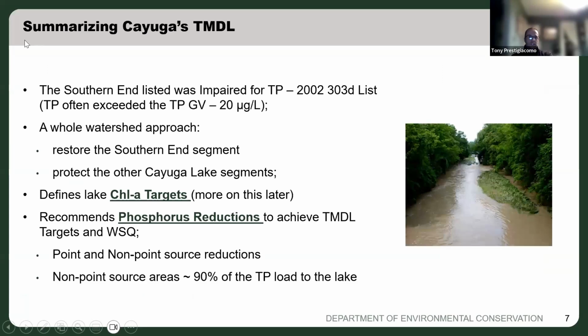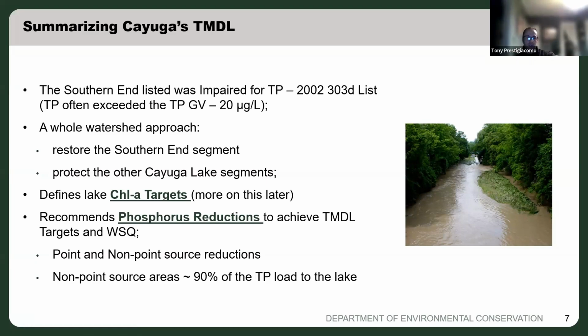So Cayuga's TMDL, the southern end was listed as impaired for total phosphorus in 2002 on that version of the state's 303(d) list. That was determined because the phosphorus value often exceeded the New York State guidance value for phosphorus for lakes at 20 micrograms per liter. And so to develop the TMDL, a whole watershed approach was used.